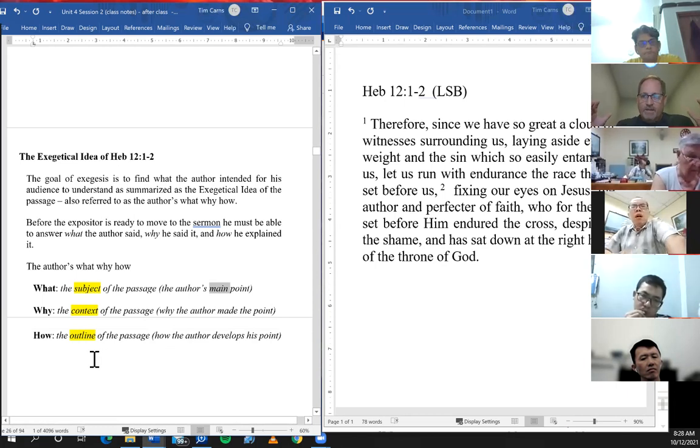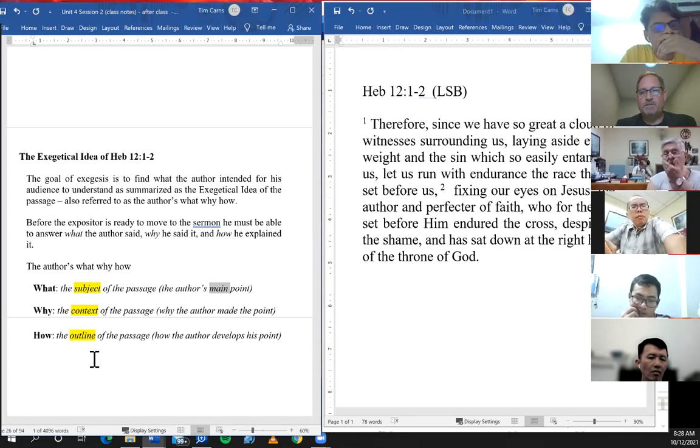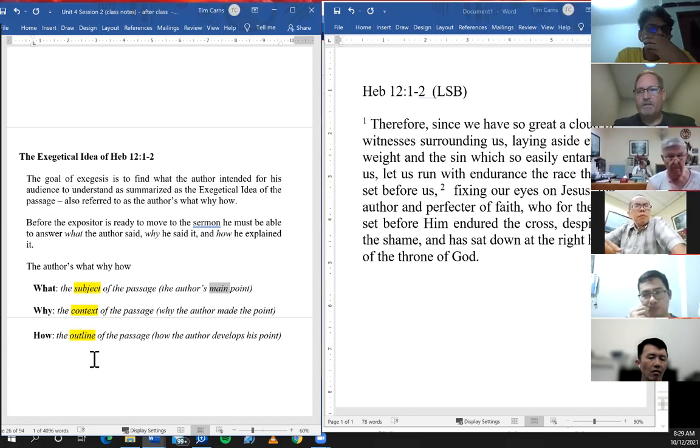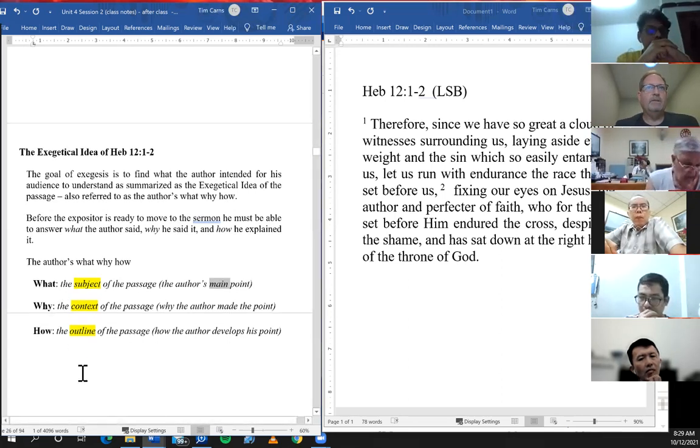So to identify the exegetical idea, that is the author's intent, what he's trying to communicate, there's three parts to that. What did the author say? That's the subject of the passage. Why did the author say that? The context from the passage tells us that. And finally, how? How did he say it? What's the structure? How did he develop that point? That's the outline of the passage. So all of that combined is the author's what, why, and how, or the exegetical idea.